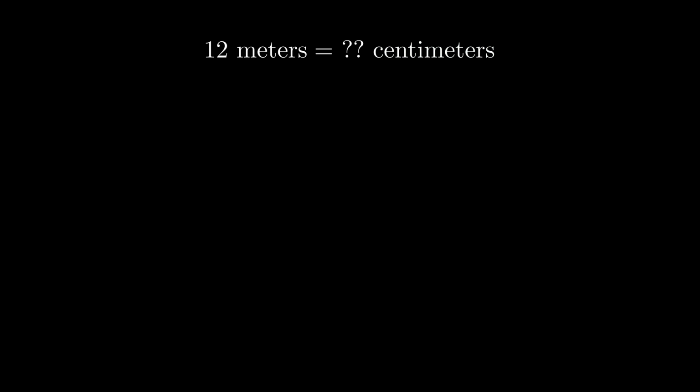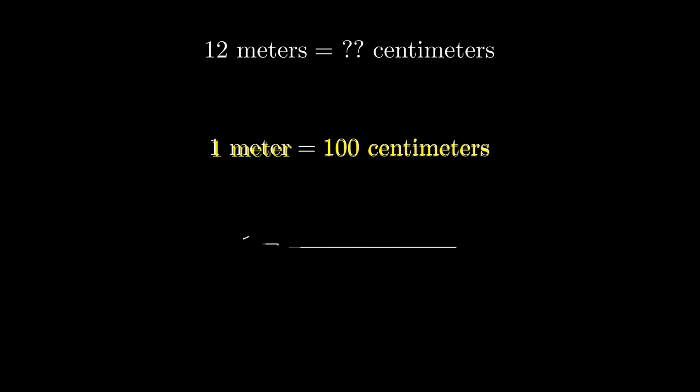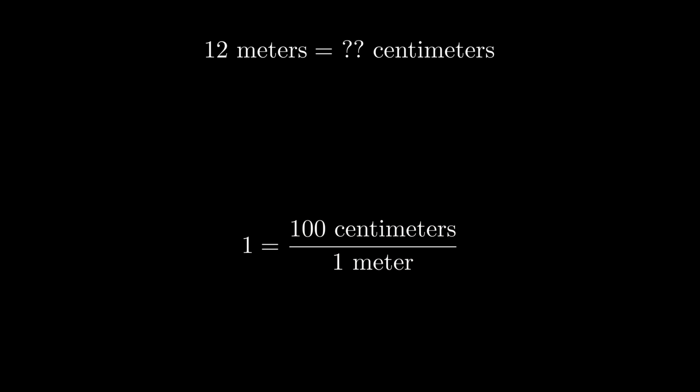We know that 1 meter is equal to 100 centimeters. Let's now divide both sides by 1 meter. As you can see, we are not dividing by 1, we are dividing by meter. Look how even though the right side has a bunch of units, the left side is a dimensionless one.